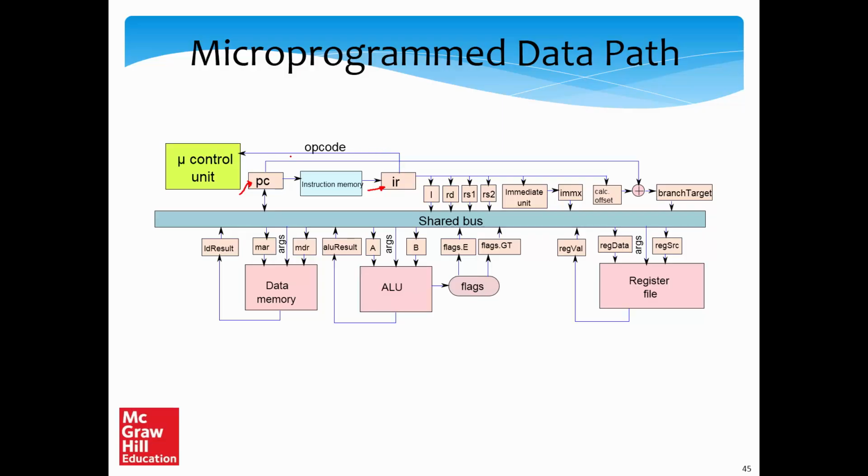Simultaneously, the instruction, particularly the opcode of the instruction, goes to the microcontrol unit, which decides, for every separate instruction, there is a separate microprogram, so it decides which microprogram needs to be run. And based on that, it runs a separate microprogram for each instruction.